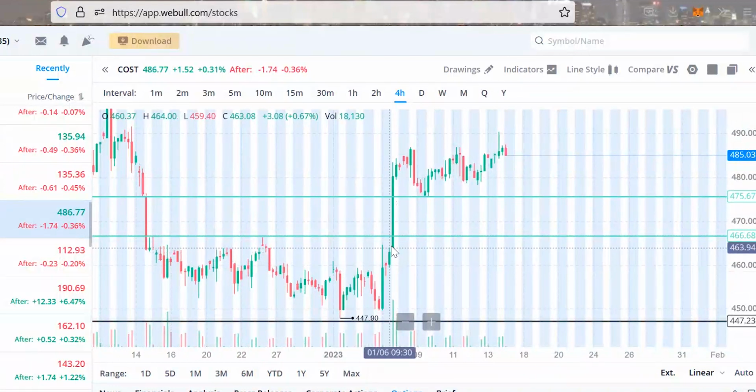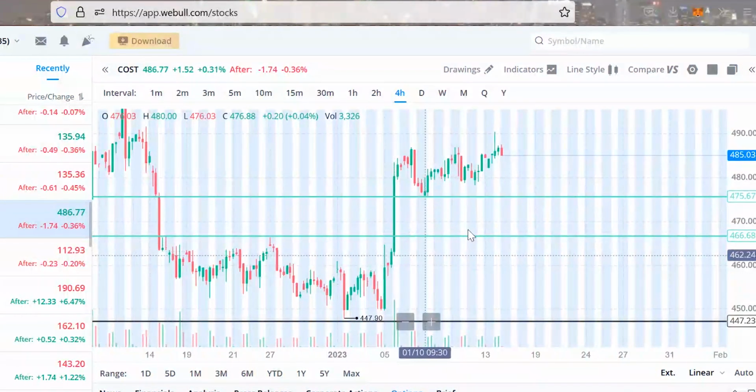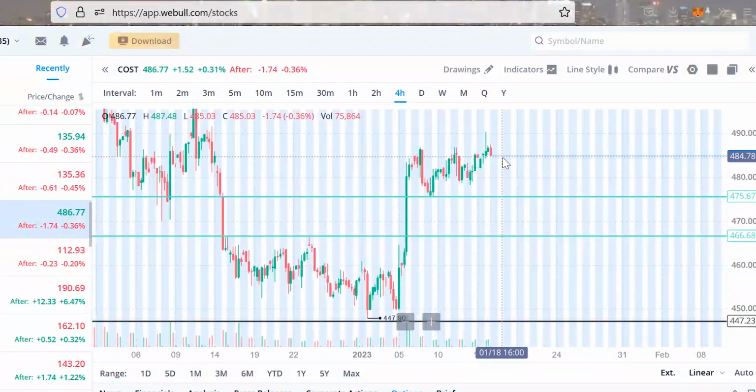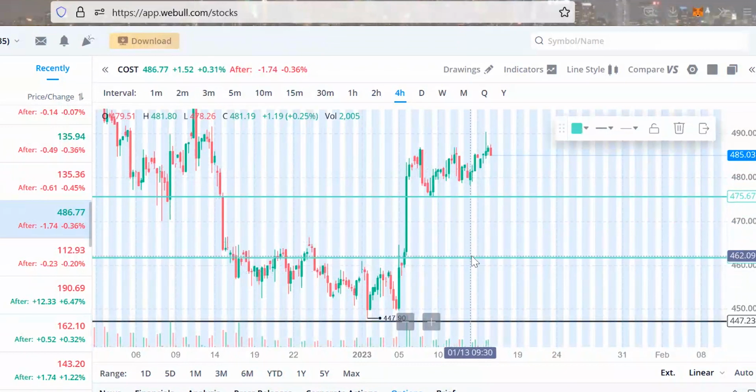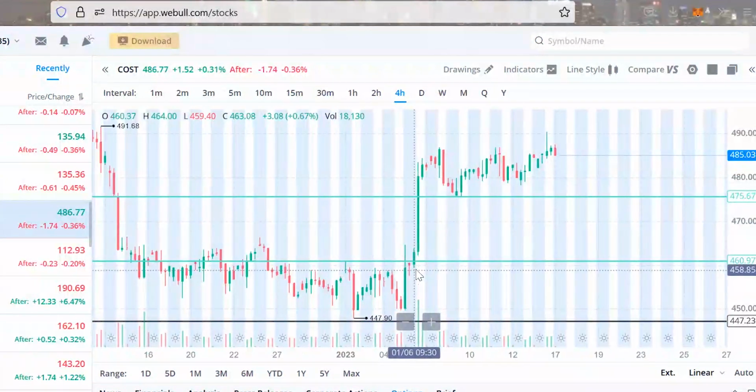You could have caught this up move the moment you break up to here and take that 466 all the way to 475 of Costco, because this was the entire imbalance right here, right? And eventually Costco is looking to fill up this entire imbalance, right? And I do see a POI right here. So there's also an imbalance around this area, as you guys can see.